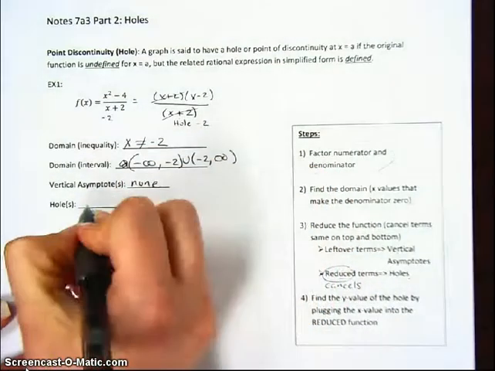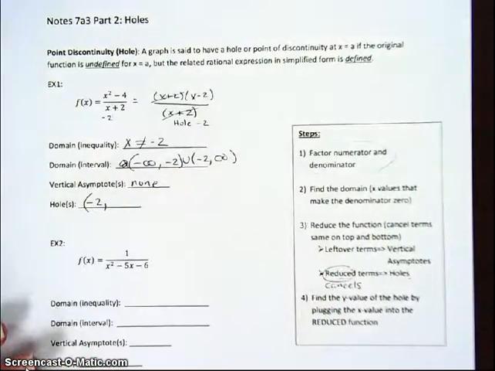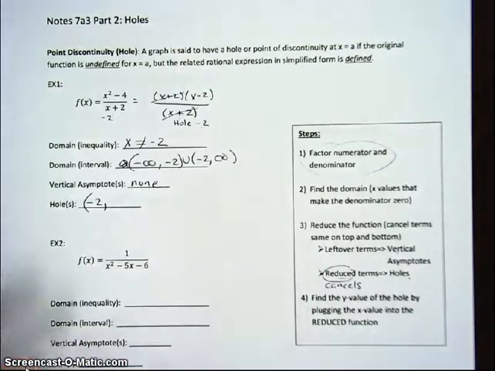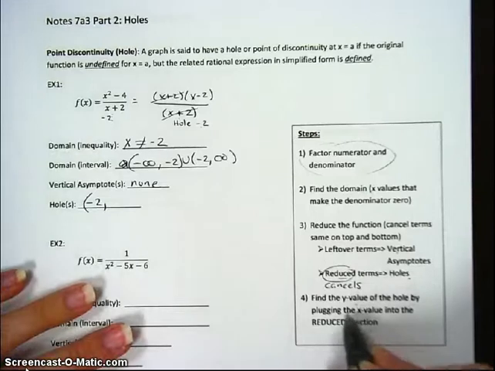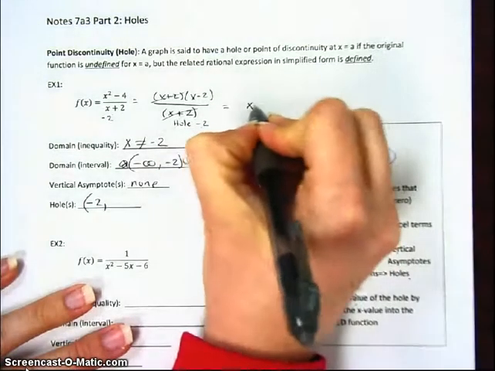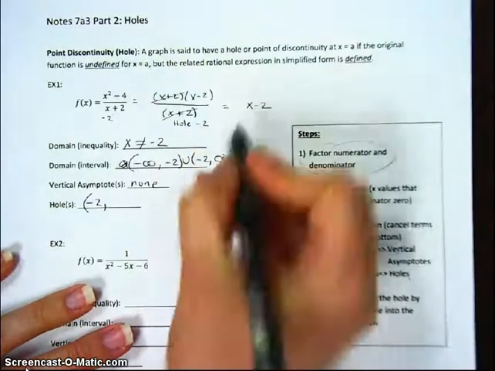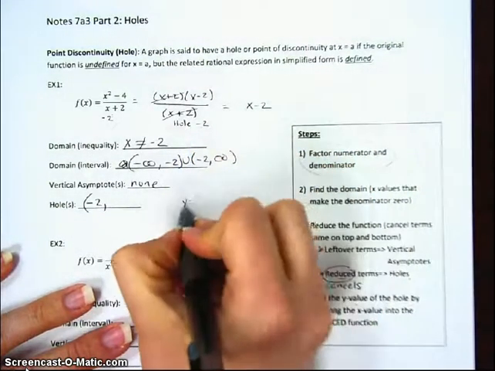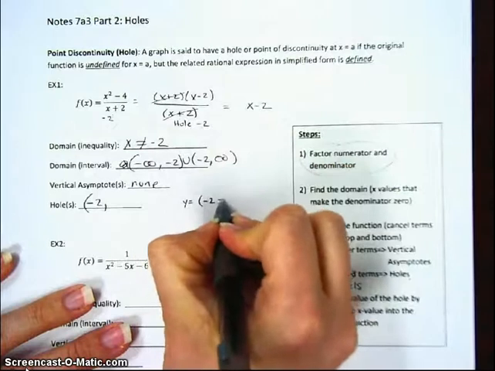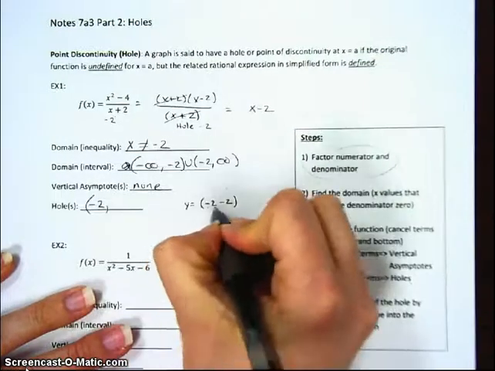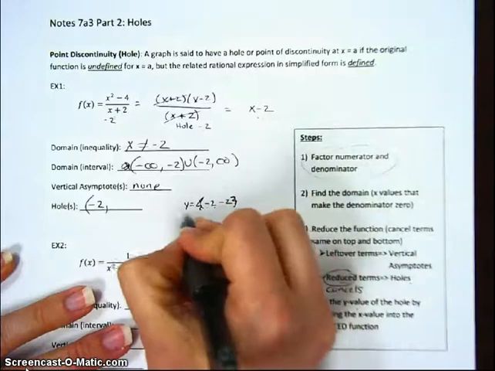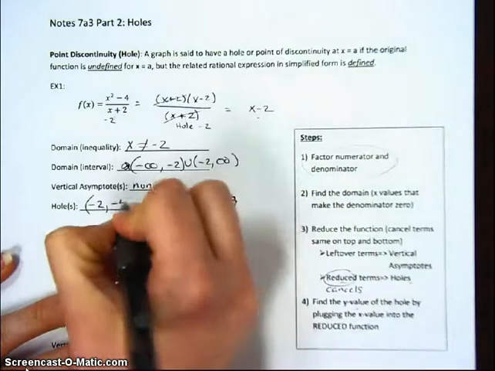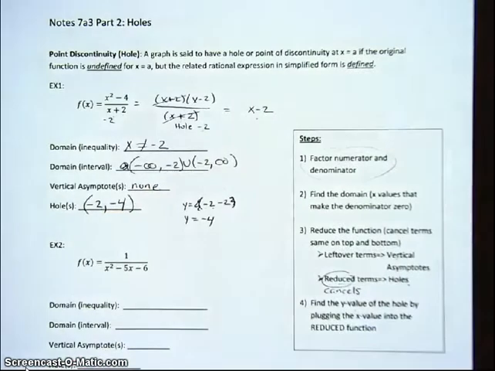The x value of my hole is at -2. But we need to find the y value so that later on when we go to graph, we can figure out where exactly that hole is on our graph. So to find the y value of the hole, we're going to plug the x value into the reduced function. My reduced function is just x minus 2. So to find our y value, I'm going to say y equals -2 minus 2. So we plug in our x value of -2 into the x minus 2. So we'd have a y value of -4. That means my hole is at (-2, -4).